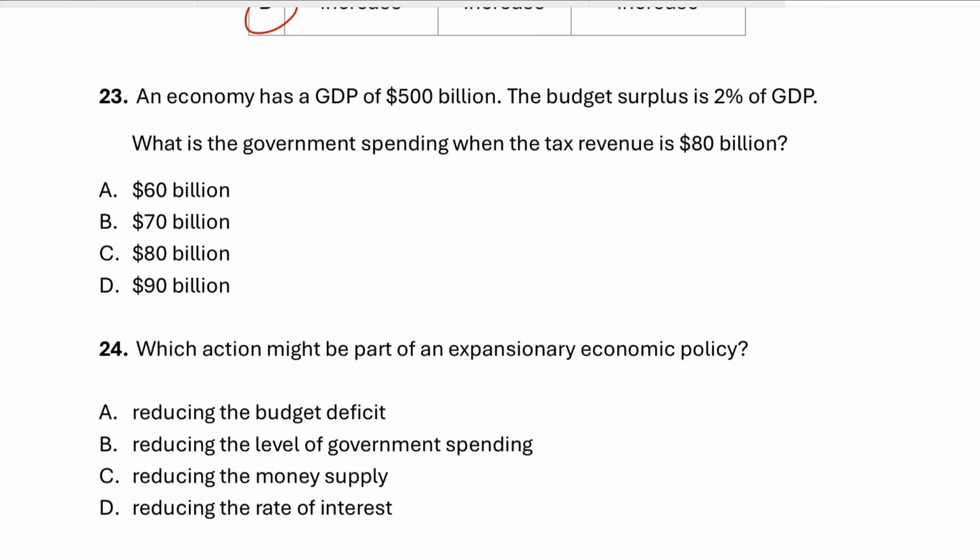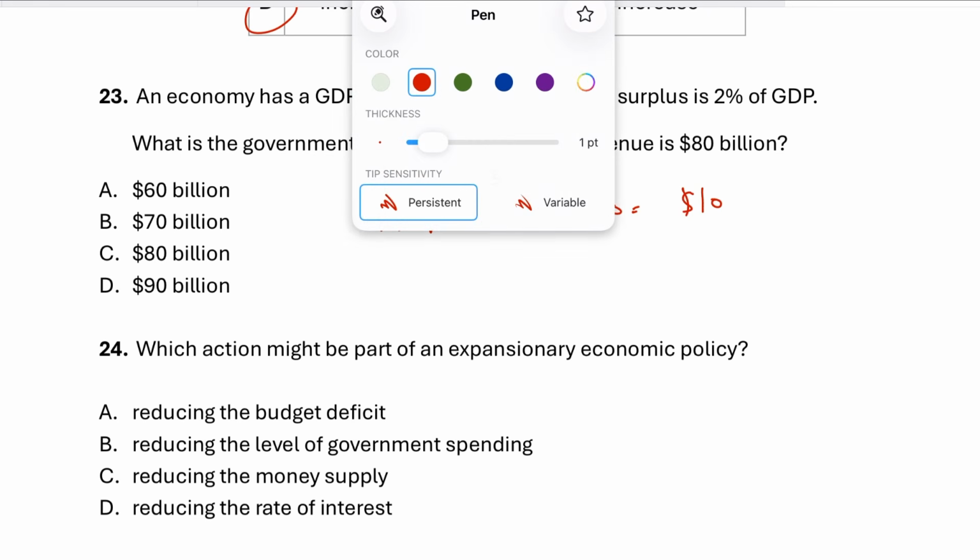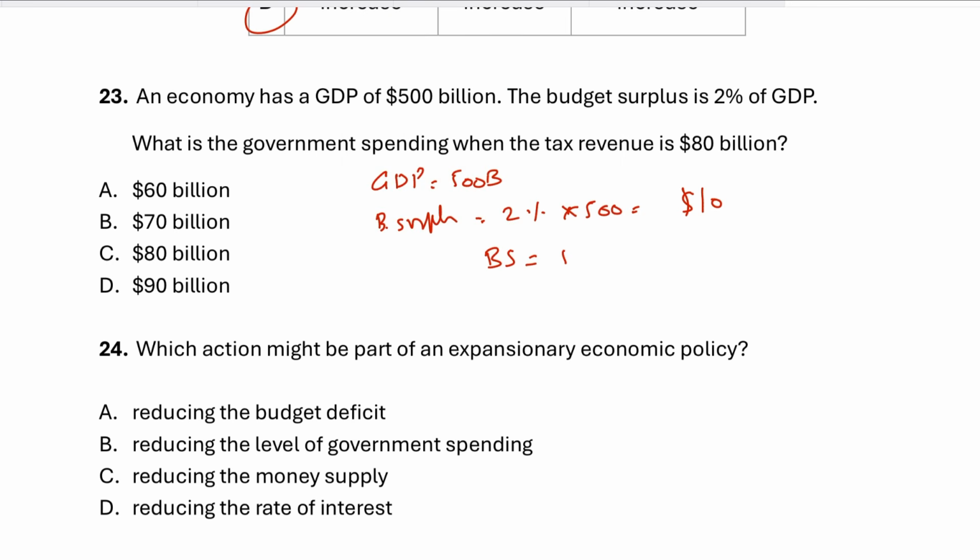Okay, so what you need to do over here is your GDP is 500 billion, and your budget surplus is 2% of GDP, which means the budget surplus is 2% of 500, which should be $10 billion, right? Now, a budget surplus would mean that the tax revenue is more than government spending. Your tax revenue is 80 billion, so the government spending would be 80 billion minus 10 billion, which is 70 billion. That's what makes 70 billion the correct answer for question number 23.